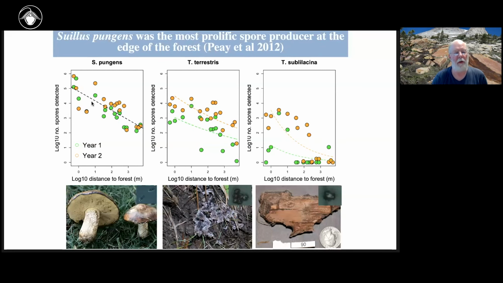And what that looks like is this, is that it drops rapidly. Again, this is a log scale. So by the time you're out a kilometer, there's about 100 spores per square meter that get out there. But when you're back near the forest edge, it's more like 1 million. So there's a lot of spores.